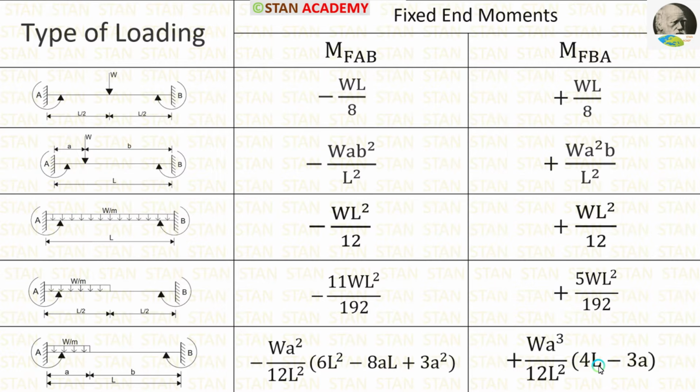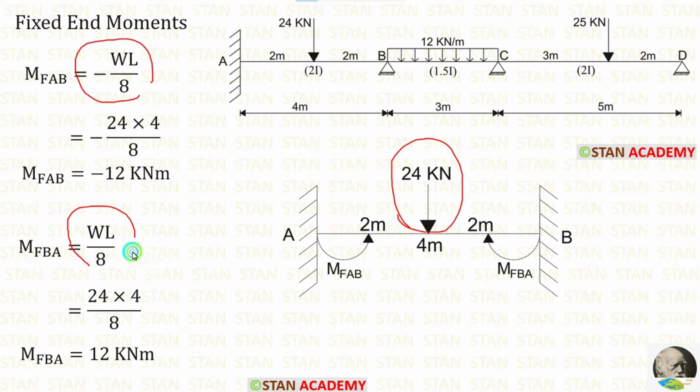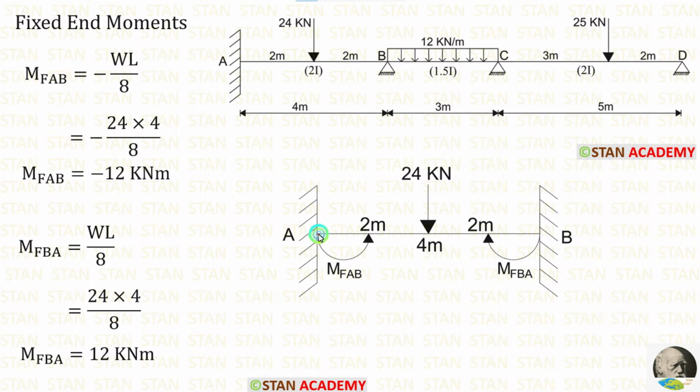Now let's apply these formulas and find out the fixed end moments. In the span AB, there is a point load acting on the center. We have already seen the fixed end moment formulas: minus WL/8 and positive WL/8. M of AB is negative because it is acting in the anticlockwise direction. M of BA is positive because it is acting in the clockwise direction.